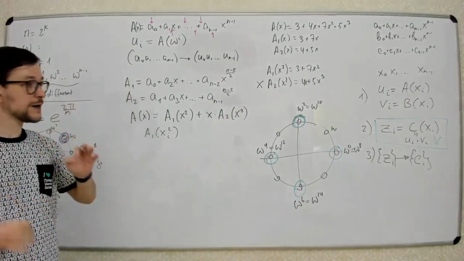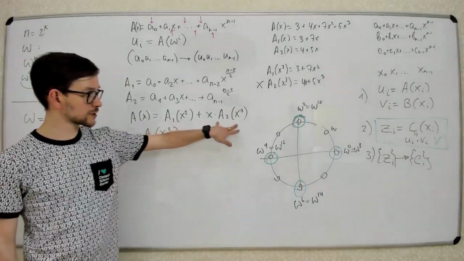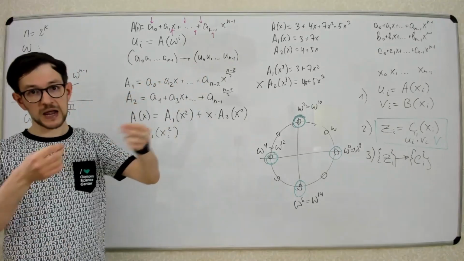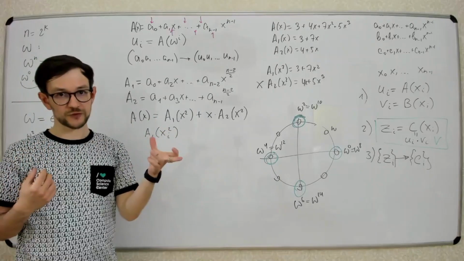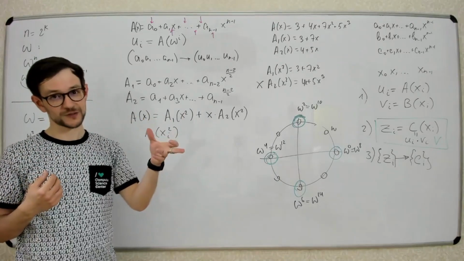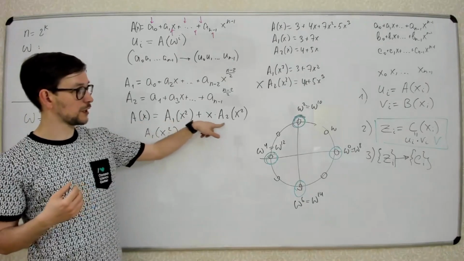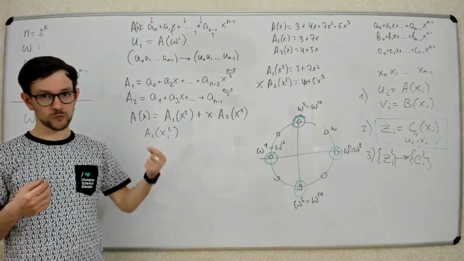So again, I need to calculate the values of these two polynomials in n points, but in these n points, I only have n over 2 different values. So I need to calculate the values of polynomials a1 and a2 only in n over 2 points.